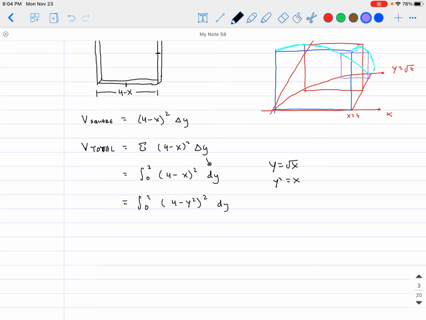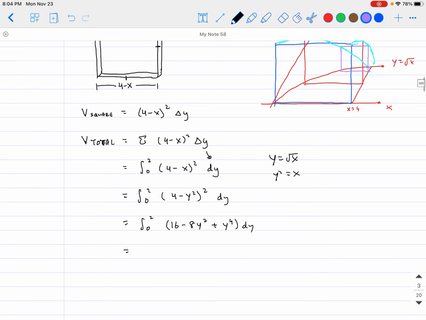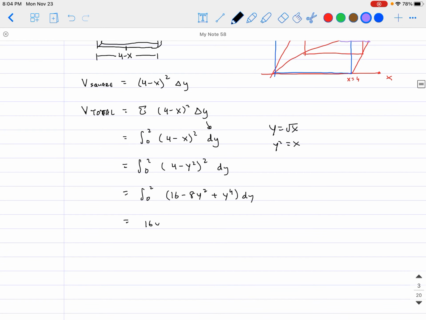Okay. Unfortunately, I can't do a u substitution here because there is no du available. So I think what we need to do is multiply everything out. So 0 to 2, and then we have 16 minus 8y squared, and then plus y to the 4th, and then we have dy. Take the antiderivative of each piece. So 16y minus 8 over 3 y cubed, and then plus 1/5 y to the 5th, boundary from 0 to 2.